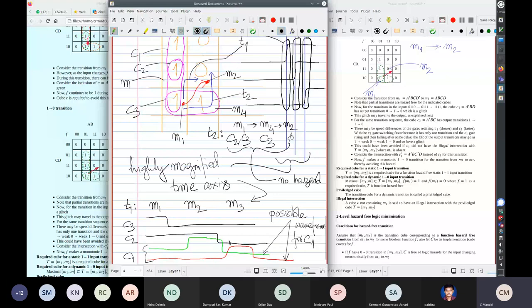What is the overall effect? Can you sketch it? So the overall effect is like this. I'm just drawing it in magenta. The overall waveform is like this. This is the overall waveform. So what is happening is that here you can have a glitch.